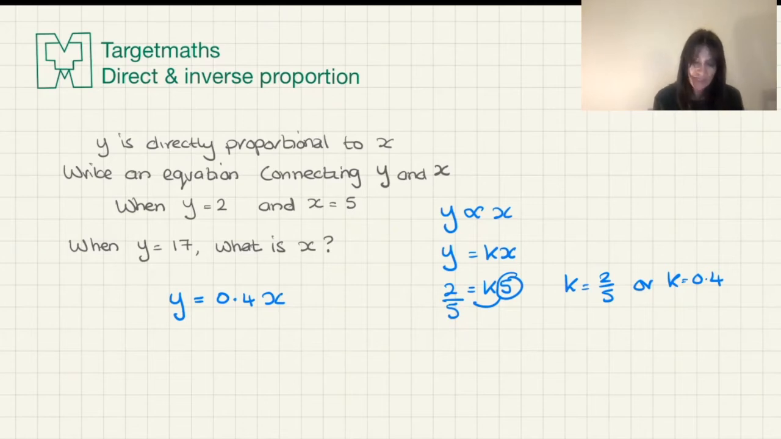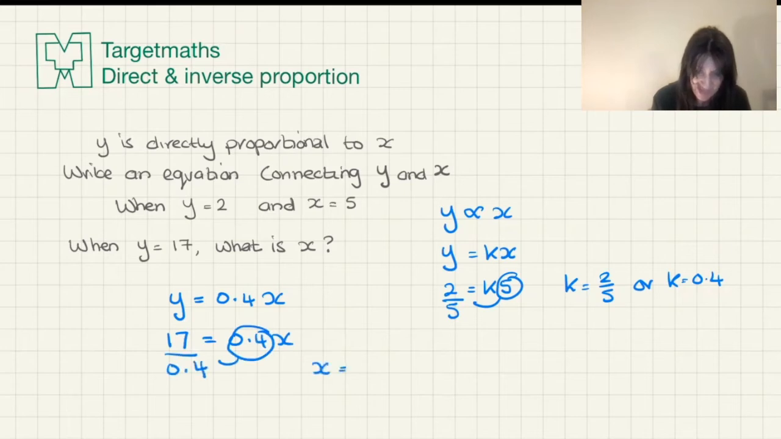So I've got my equation. The last step for this one is when y is 17, what is x? So this is nothing more than a little bit of substitution. If y is 17, then I have 17 living right there. That is going to equal 0.4x. I'm just going to divide through by my 0.4. And that tells me that x is 42.5. Job done.